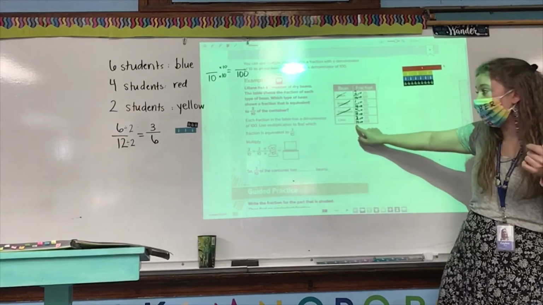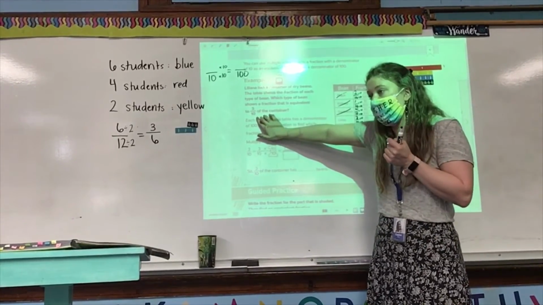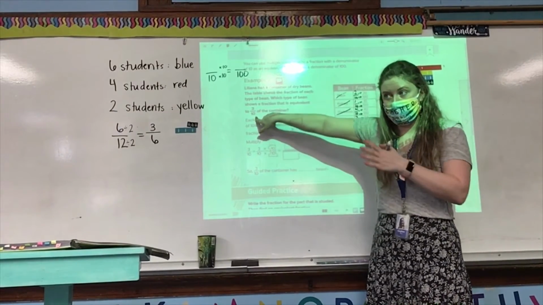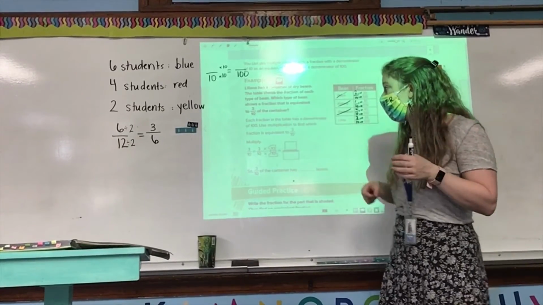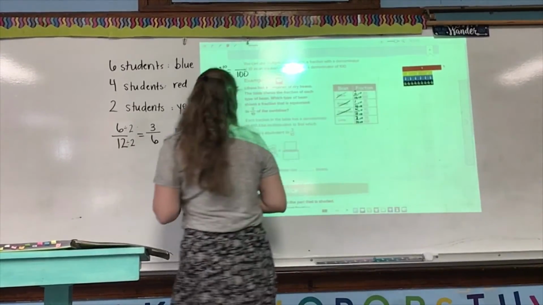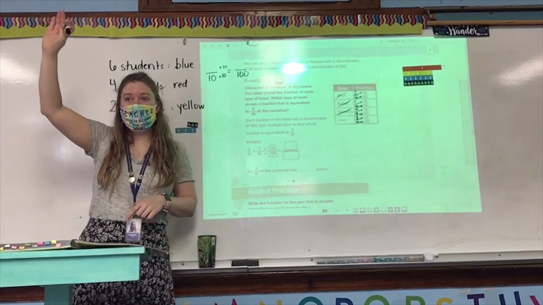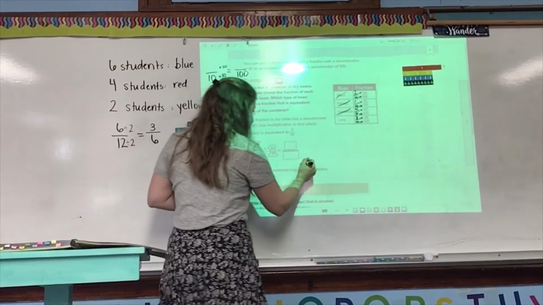3/10 of the container. Is that equal to what the question is asking us? Yes. So, which type of bean shows a fraction that is equivalent to 3/10 of the container? Lima beans.